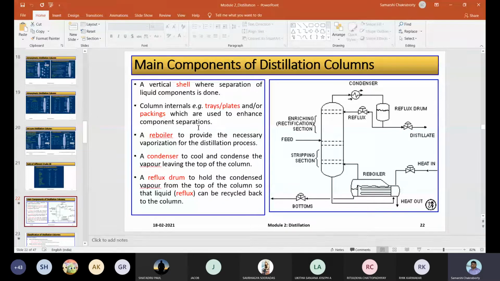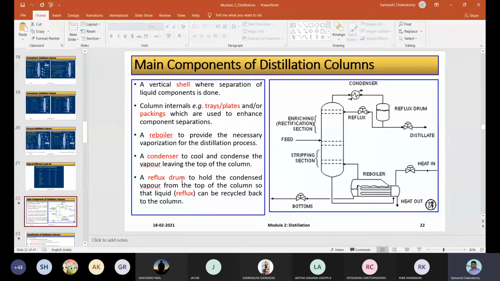The reboiler is to provide the necessary vaporization for the distillation column, and it is placed at the bottom. How it is operating, I have also told you. The condenser is to cool and condense the vapor leaving from the top of the column. So here you have this condenser.